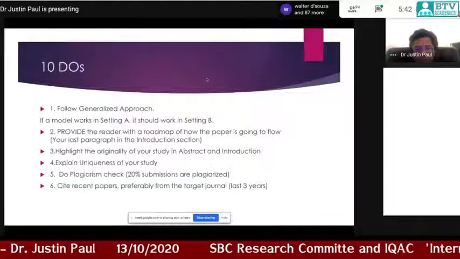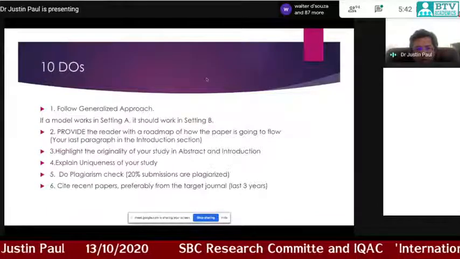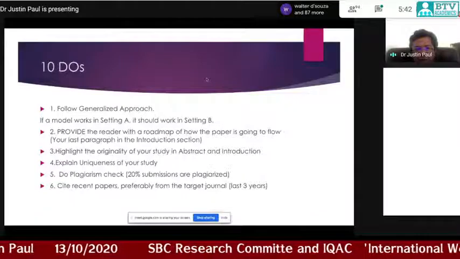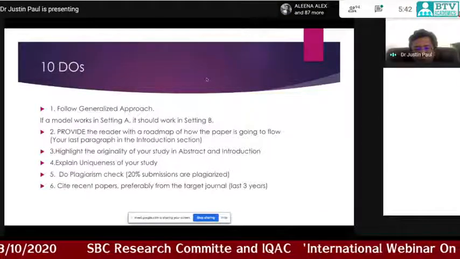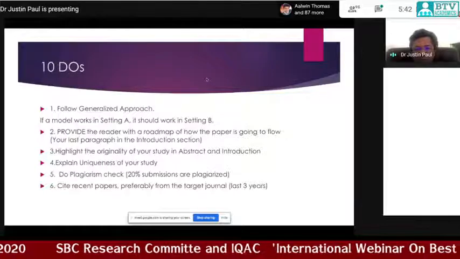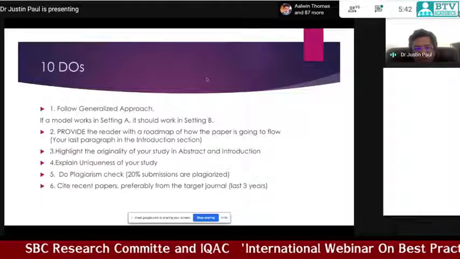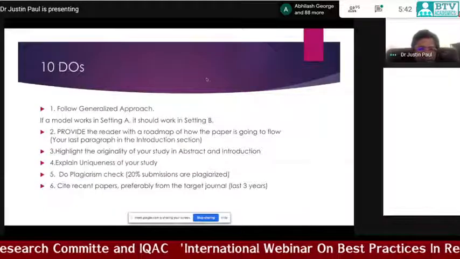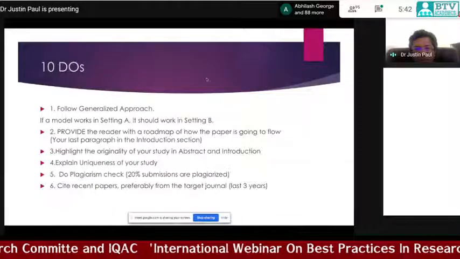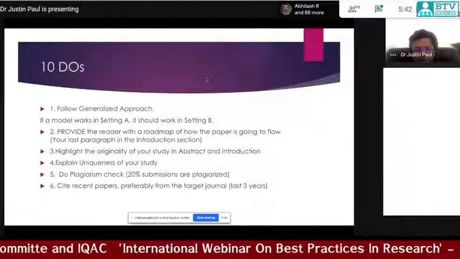Number 2, provide the reader a roadmap of how this paper is going to flow. Last paragraph in the introduction section, talk about what section 2 is going to be, what is section 3, what is section 4, what is section 5, and like that. And number 3, highlight the originality of your study in abstract and introduction.